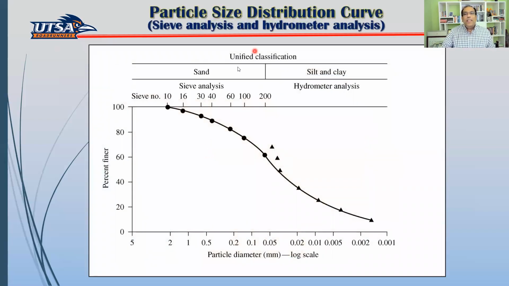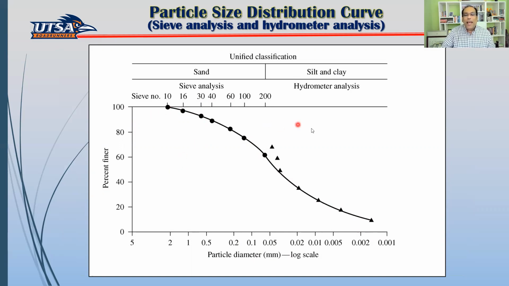Now you can see in this figure that this is your number 200 sieve. This is the last point you get from the sieve analysis, all those solid circles here. For anything smaller than the 200 sieve, you take that passing soil and use the hydrometer test, and you can find out the distribution of that here. If you add them together, you can see you have particle sizes all the way from here to here.